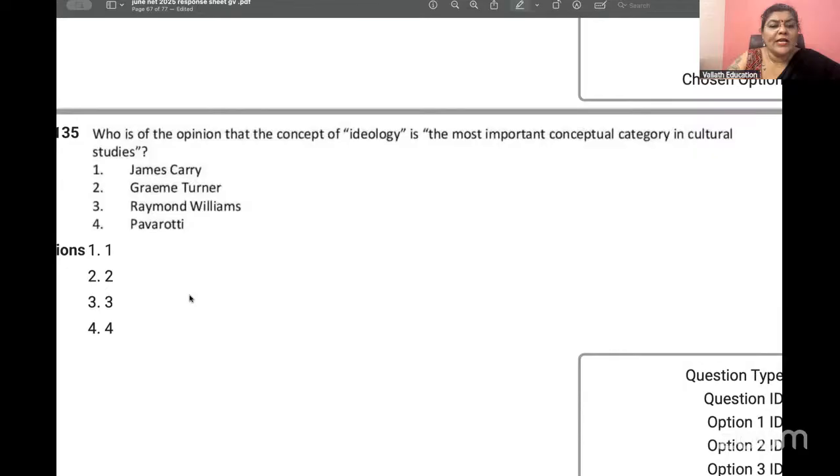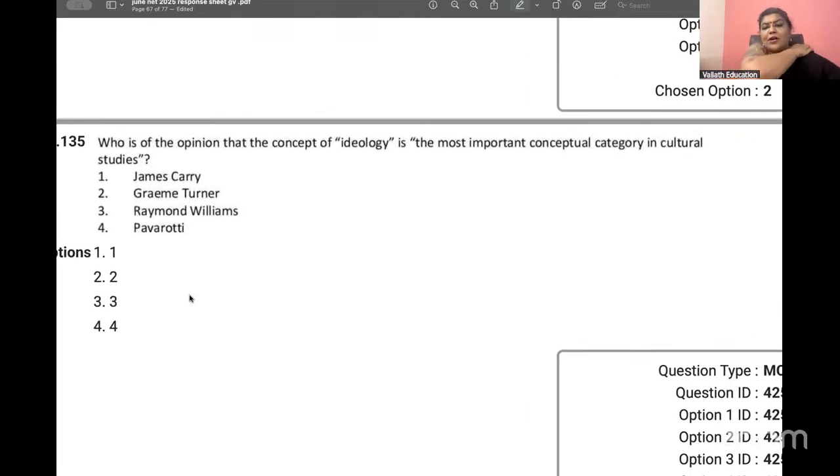Okay. Who is of the opinion that the concept of ideology is the most important conceptual category? Okay, Graham Turner is mentioned in our culture studies easy handbook, but this is not an easy question.